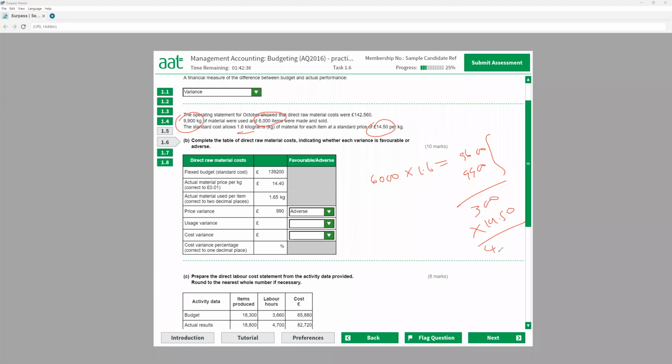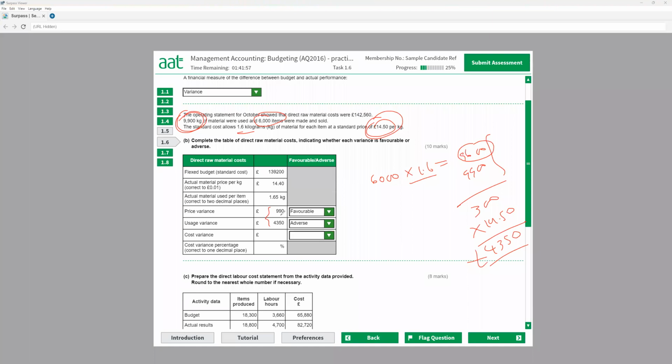So that is 4,350. This is the adverse. 990 was favorable, isn't it? It was good. So 4,350, this is adverse, because I should use 9,600 because per kilo is 1.6, but actually I have used 9,900, so 300 extra, and per kilo the standard is 14.5, so I have spent 4,350 pounds more. Cost variance is the difference between these two.